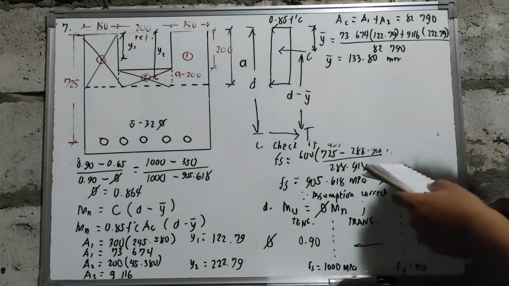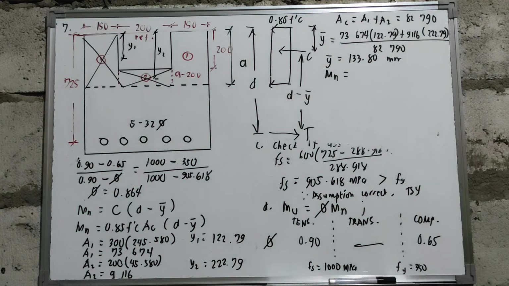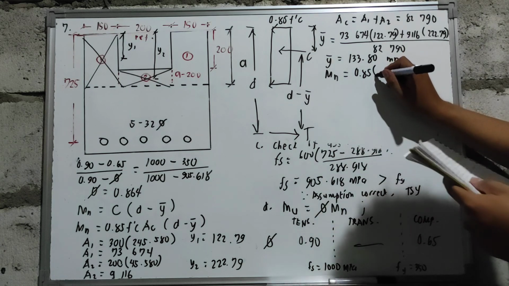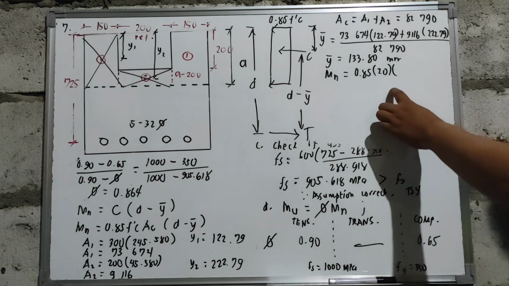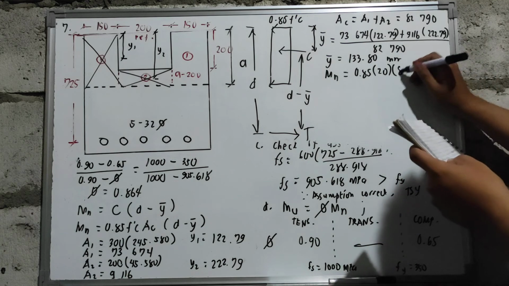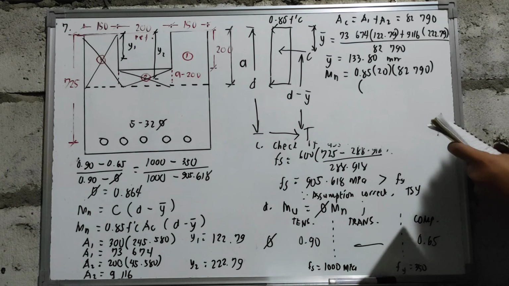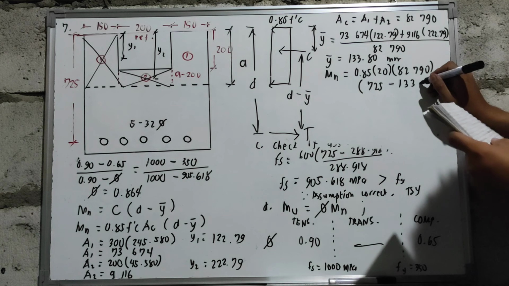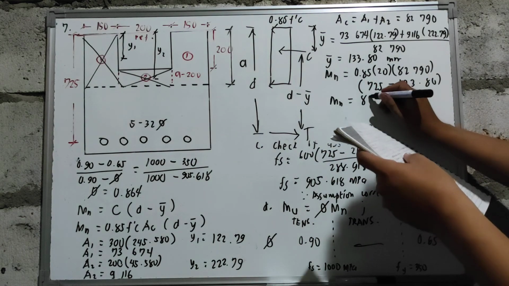And for that, hanapin naman natin yung value ng nominal moment natin. So for this one, nominal moment, so that is 0.85, yung F prime C natin, which is equal to 20. Yung A natin, yung total area natin na 82,790 multiplied by the moment arm na D minus y bar. So yung D natin is 725 minus yung y bar natin 133.80. So you have a nominal moment which is equal to 832.073 kilonewton meter.